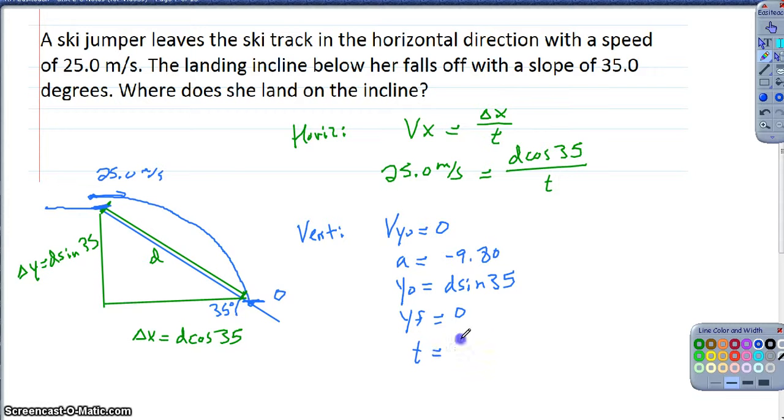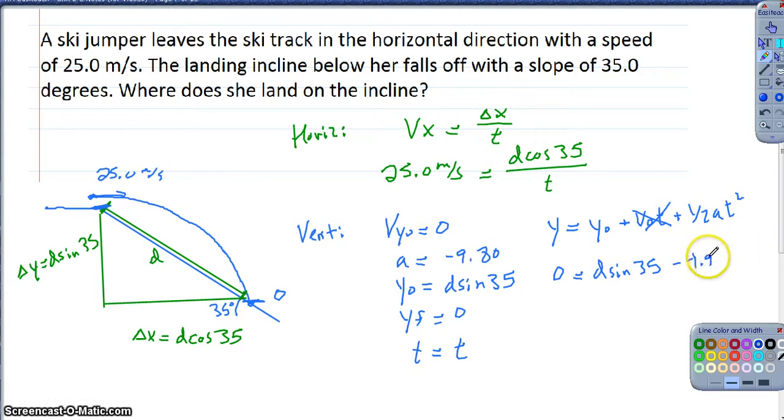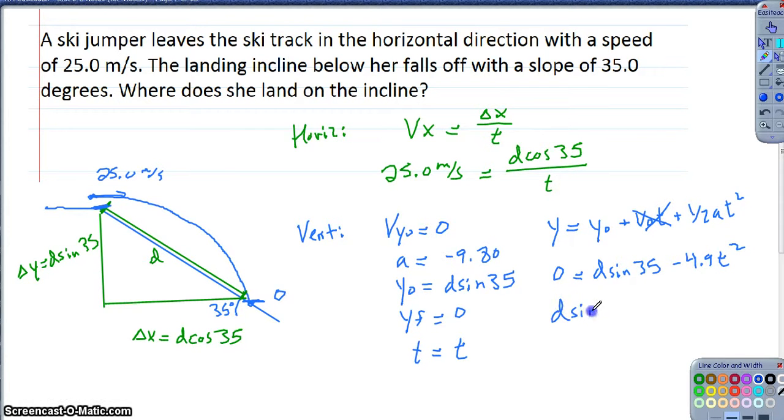And then the other variable, again, I don't know it, but the other variable that I can work with is time. So then when I set up the relationship between my final position and the initial position, I'm just using my position as a function of time equation, right? My initial velocity was 0, which actually simplifies this a lot. I don't have to worry about a quadratic, at least not right now. My final position was 0. My initial was again d sine of 35. And then I'm going to make this a negative 4.9 since I defined my acceleration as negative 9.8 t squared. So then solving for that, I get d sine 35 equals 4.9 t squared. But obviously at this point I still have two variables.